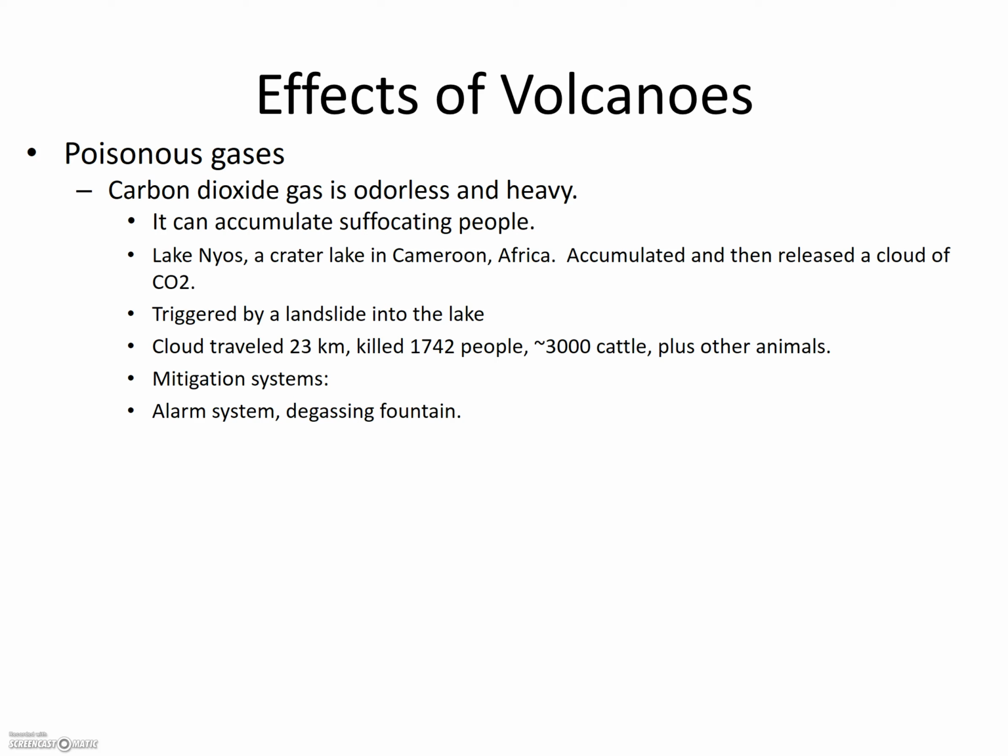Lake Nyos is a crater lake in Cameroon, Africa, which accumulated and then released a cloud of carbon dioxide. The release was triggered by a landslide into the lake. The resultant carbon dioxide cloud traveled 23 kilometers and killed 1,742 people, about 3,000 cattle, and other animals. Mitigation systems have since been put into place that include an alarm system and a degassing fountain.